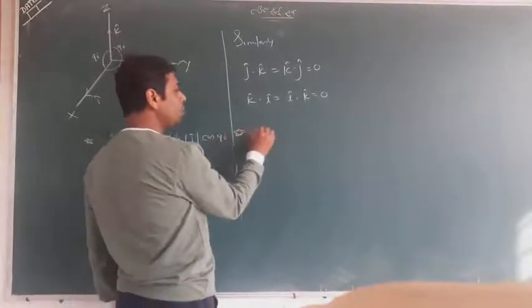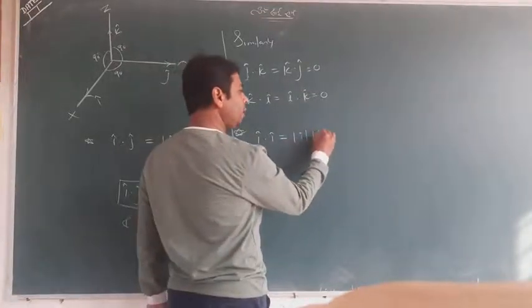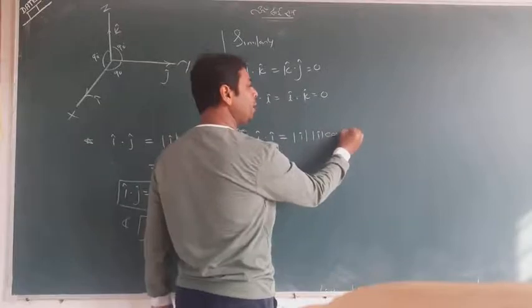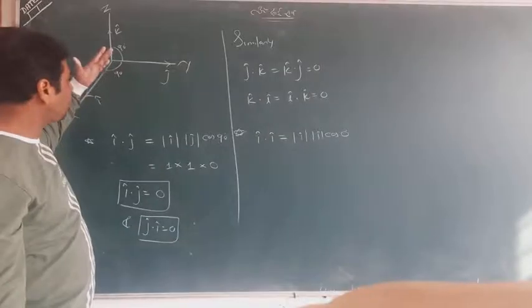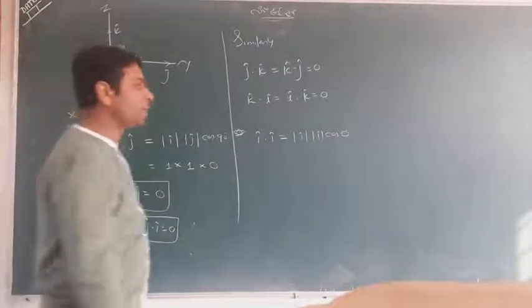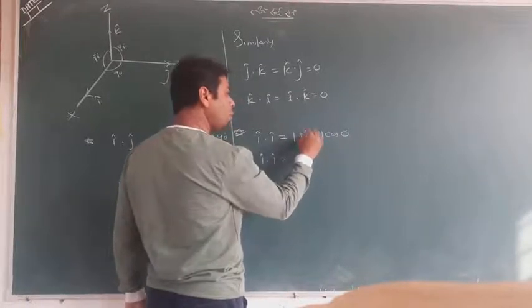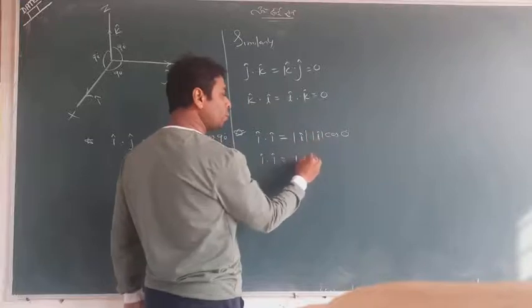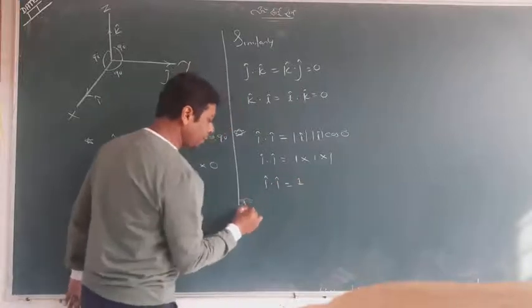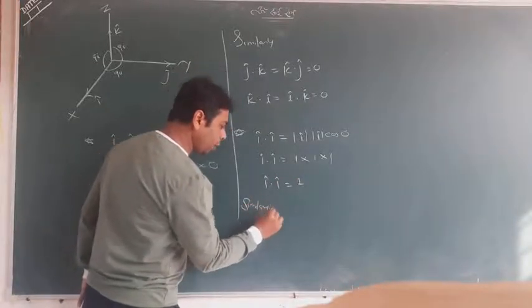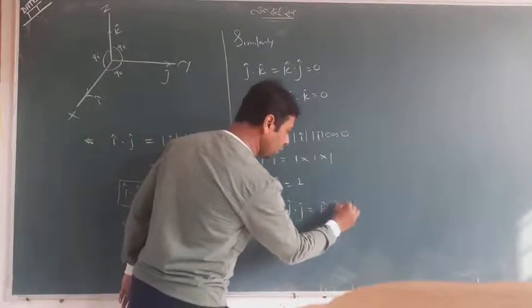But now further, if you go with i dot i, use the same method, mod i and the angle between them. One should know the angle between the same vector is always 0. i and i, what is the angle between i and i? Is 0. Definitely, cos 0 is 1. The mod of i cap is 1. Mod of i cap is 1. So 1 into 1 into 1. So lastly you have got that this is 1, and similarly one can obtain j dot j or k dot k is equal to 1.